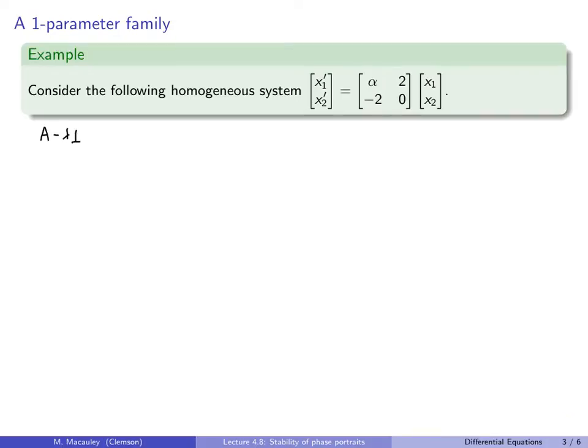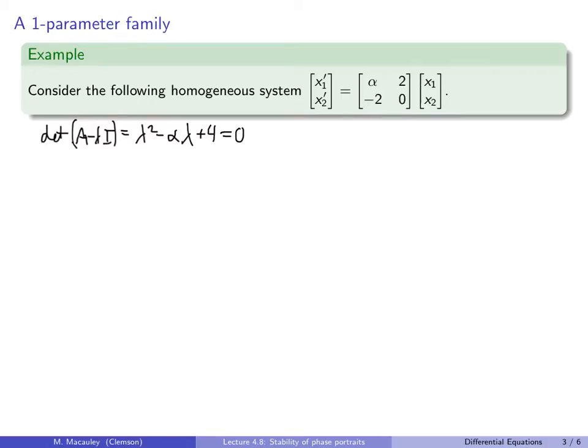So the determinant of A minus lambda I. Let me start that over. Sorry, the determinant of A minus lambda I is, let's use my shortcut now, lambda squared minus the trace, which is the sum of the diagonal entries, so minus alpha lambda, plus the determinant. That determinant is 0 minus negative 4, which is plus 4, equals 0.